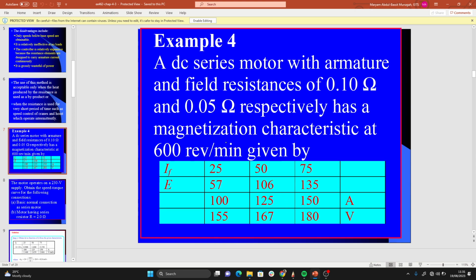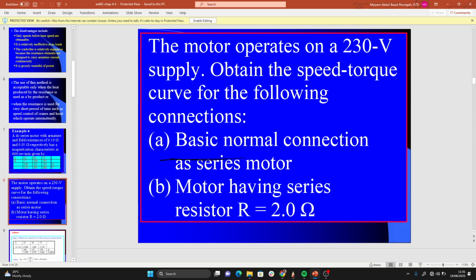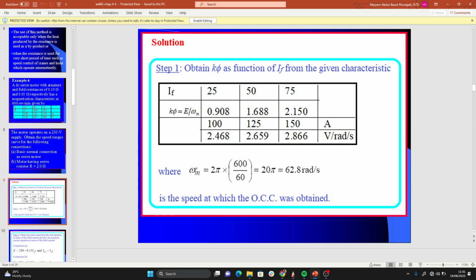We're given the magnetization curve at a certain speed, right? Okay, good. Now I'm supposed to find the speed-torque characteristic for it. So first, let's find the omega m. We can find it just by multiplying the speed in rev per minute by 2 pi over 60. This is the speed here.